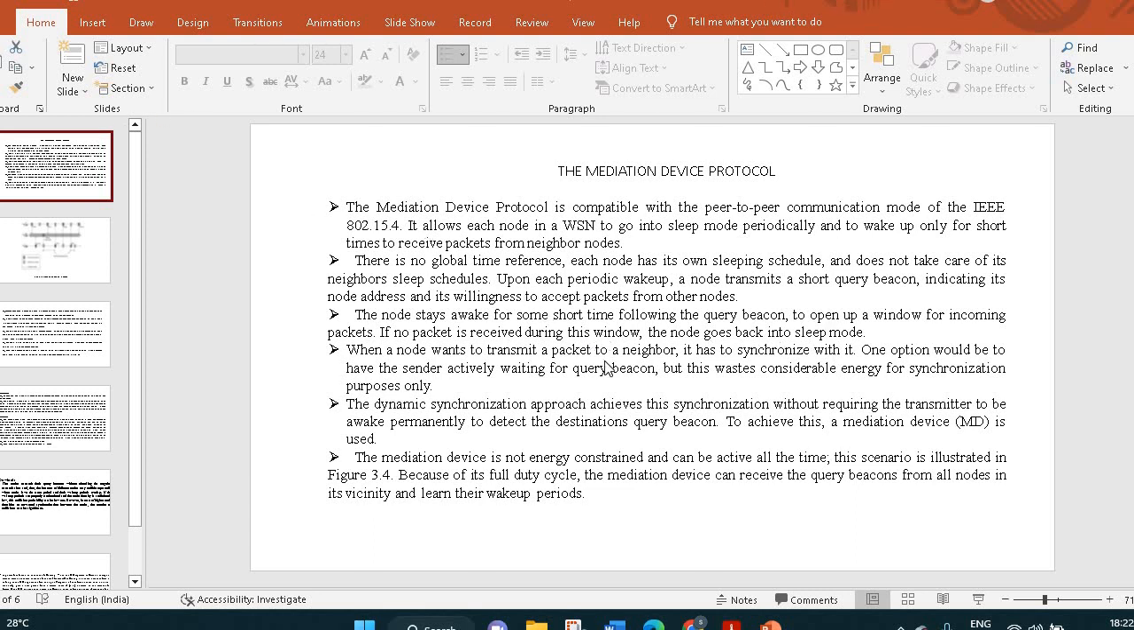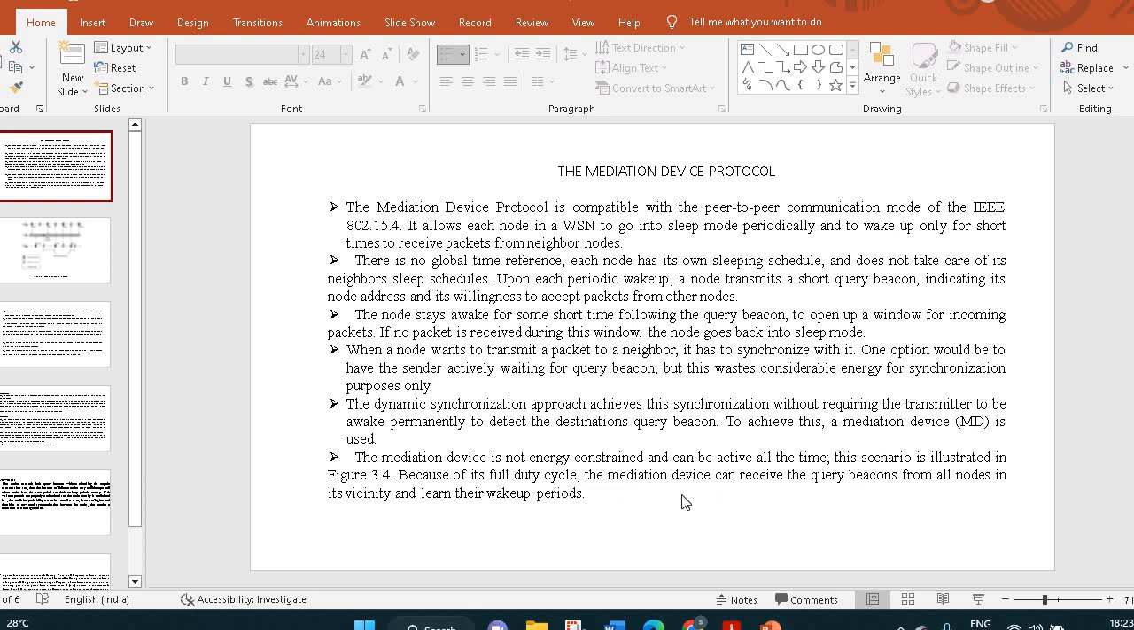When a node wants to transmit a packet to a neighbor, it has to synchronize with it. One option would be to have the sender actively waiting for the query beacon, but this wastes considerable energy for synchronization purposes only. The dynamic synchronization approach achieves the synchronization without requiring the transmitter to be awake permanently to detect the destination's query beacon. To achieve this, the mediation device is used.